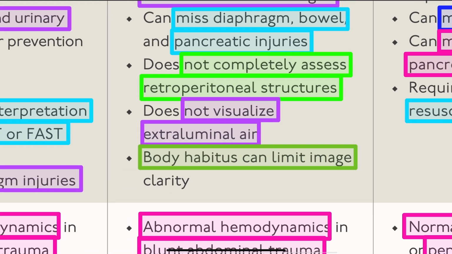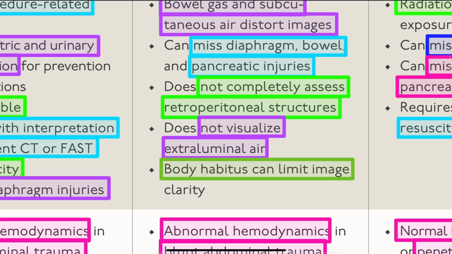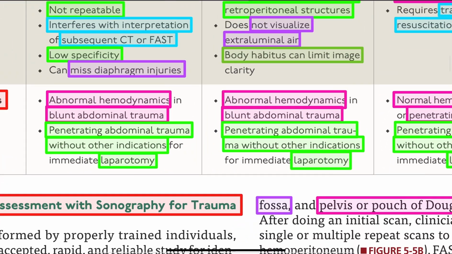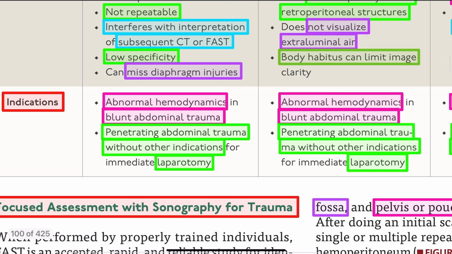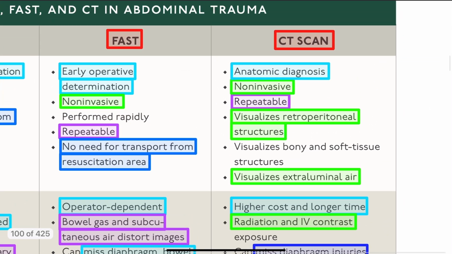So in an obese patient it is difficult to assess the injury. And the indications are the same as diagnostic peritoneal lavage. Now come to the CT scan.